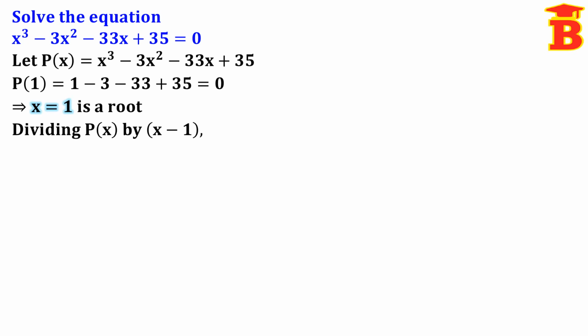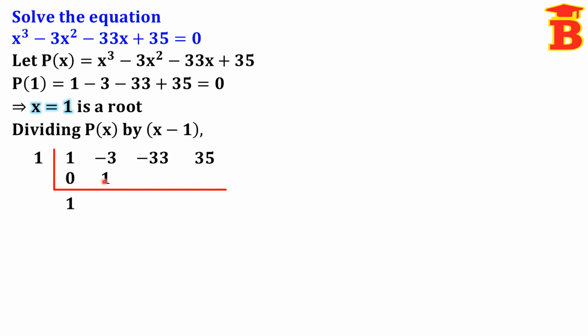Now dividing the given polynomial, that is P of x, by x minus 1. We use the synthetic division method. So dividing by x minus 1, that is x is equal to 1, we take 1 here and take all the coefficients. See the question. We have the coefficients 1, minus 3, minus 33, 35. We start with 0. Now adding this, 1 plus 0 is 1. Now multiply this 1 into 1, 1.